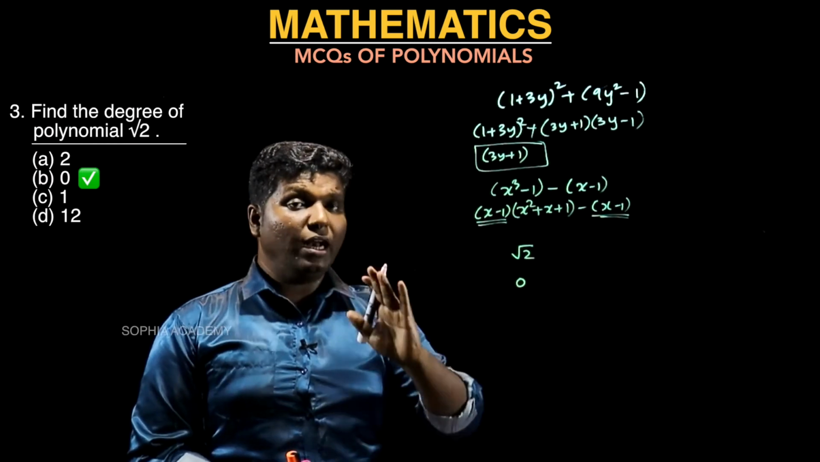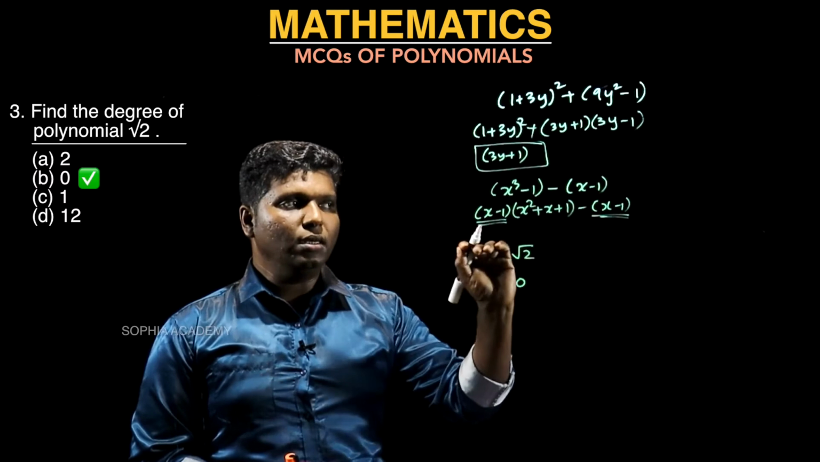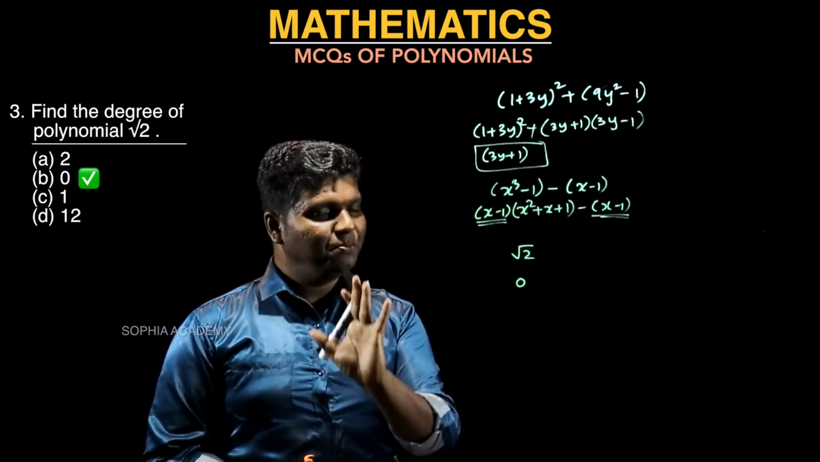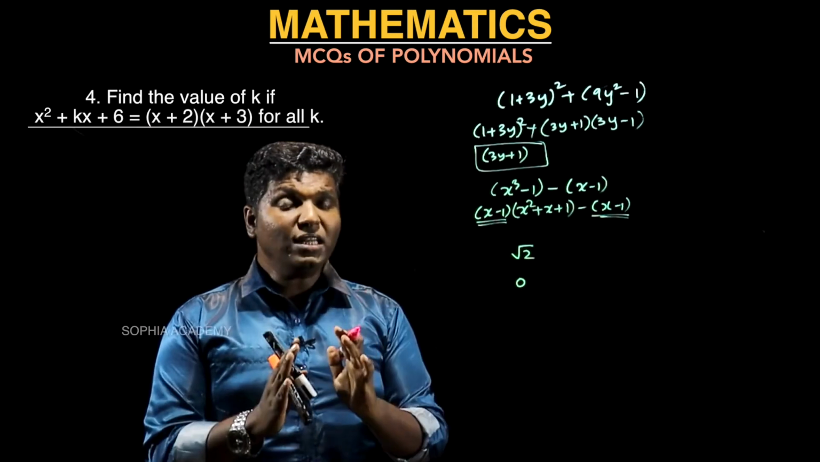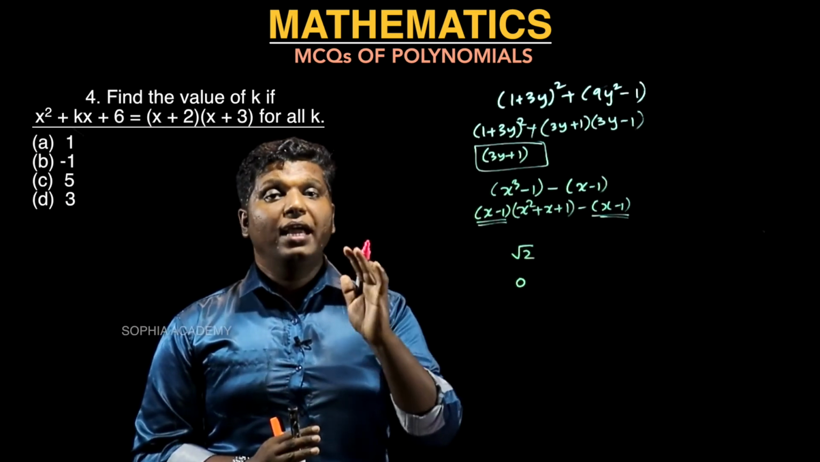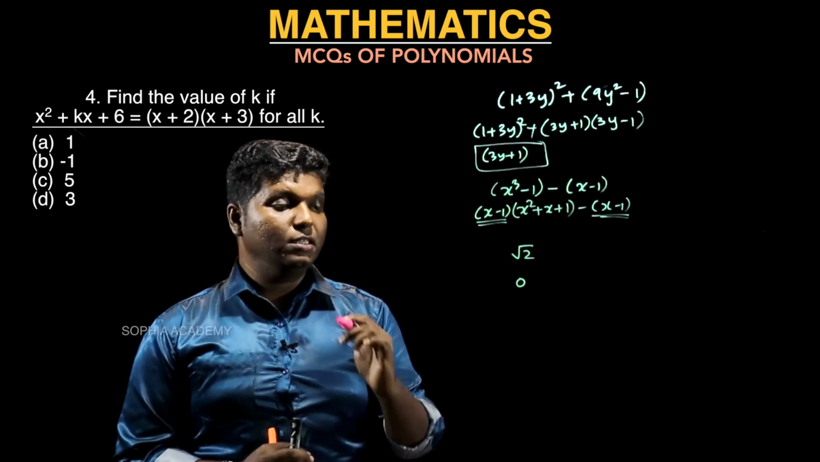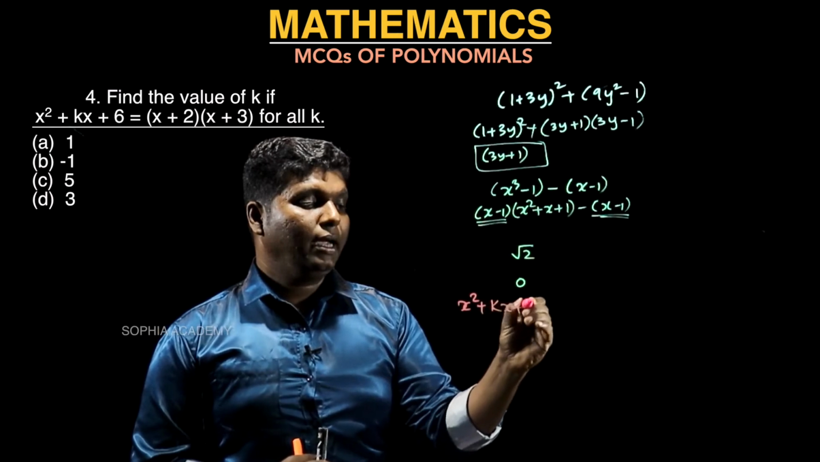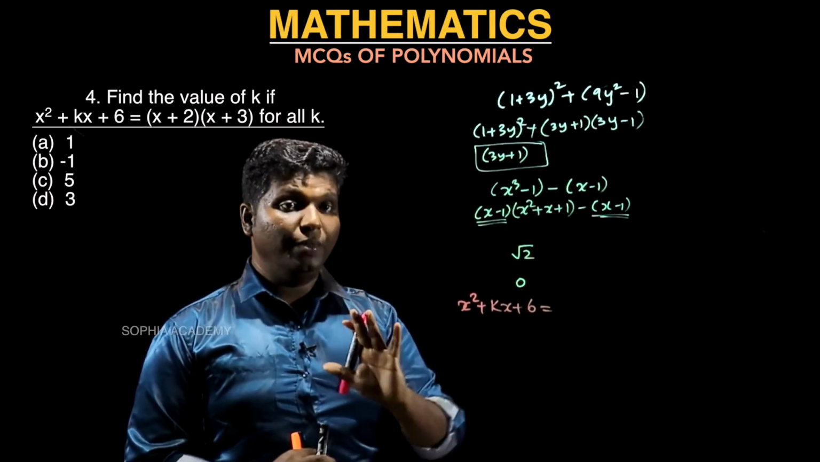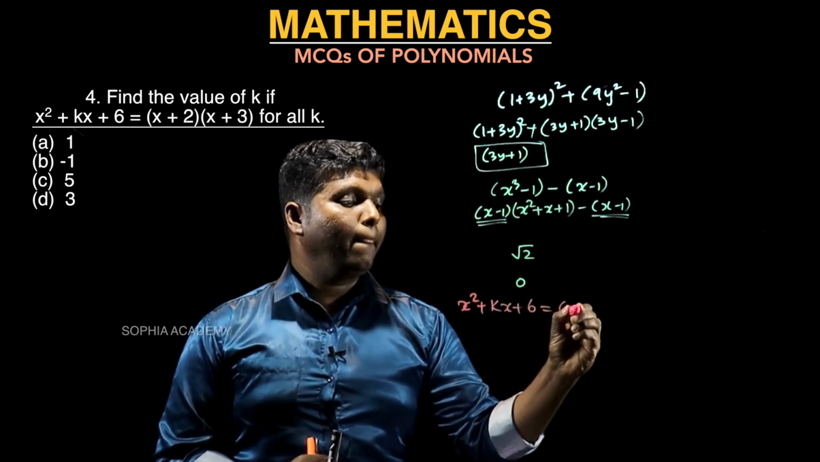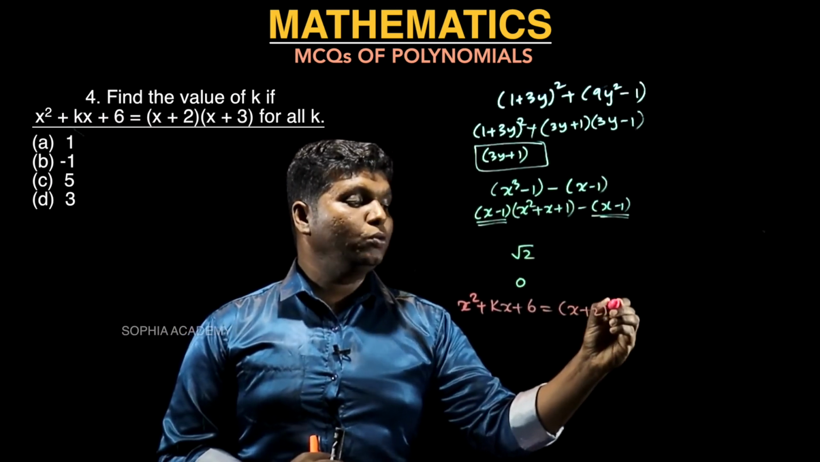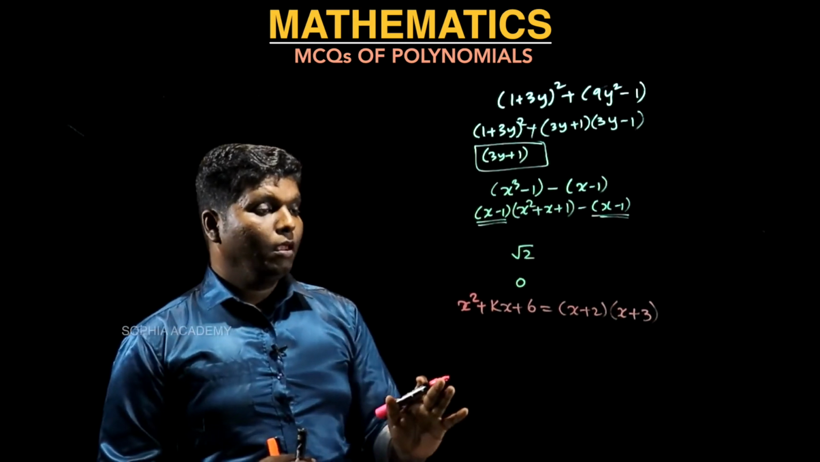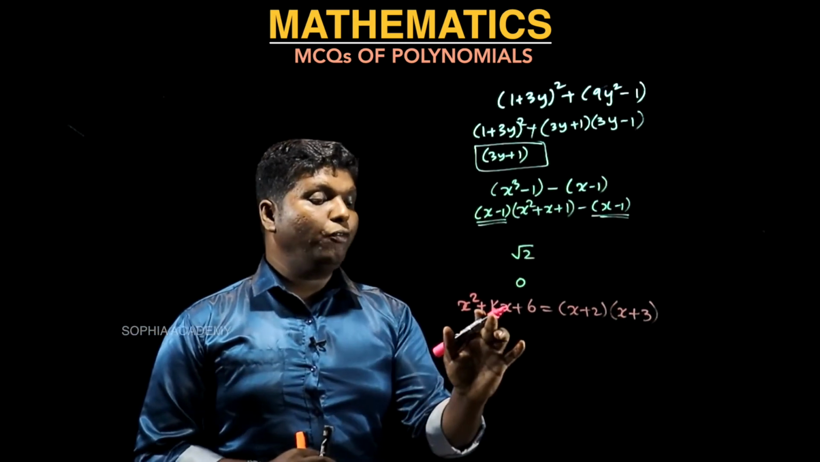And at the same time, if there are variables, what you have to do is check the highest powers, and that highest power will be the degree itself. Is that clear? Good. Next one. Find the value of k if x square plus kx plus 6 is equal to x plus 2 into x plus 3. So inside this one you have to find the value of k.